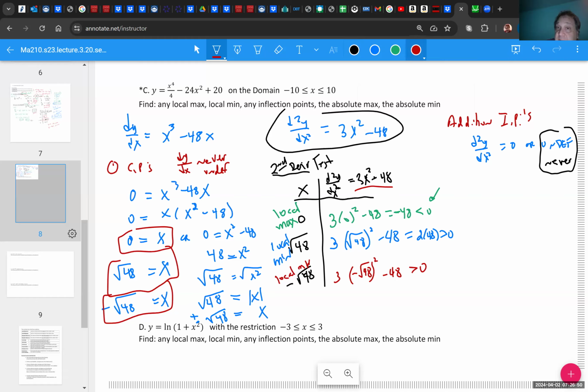Just to make sure people know I'm not just saying it's never undefined, it's a parabola. 3x squared minus 48. Every x I plug in, I can get a y value. There's no division by 0 errors. There's no log errors. There's nothing there except just a normal polynomial. So it's never going to be undefined. Let's take the second derivative equaling 0. The second derivative we know is 3x squared minus 48. Set it equal to 0 and solve for x.